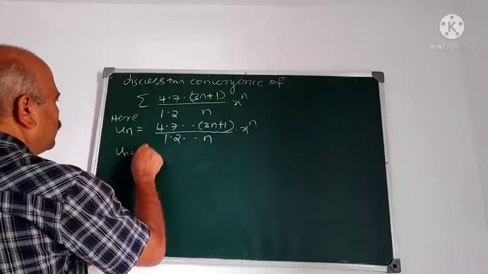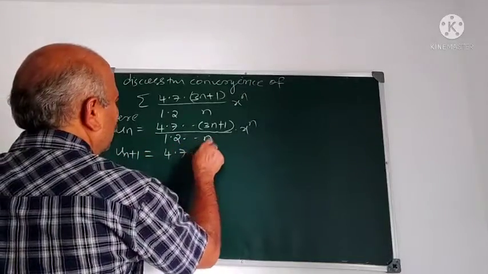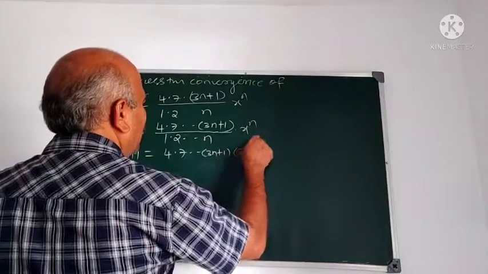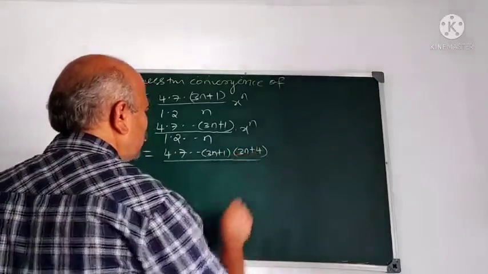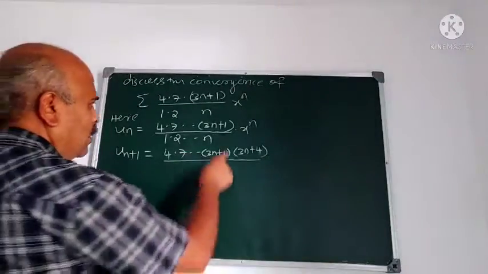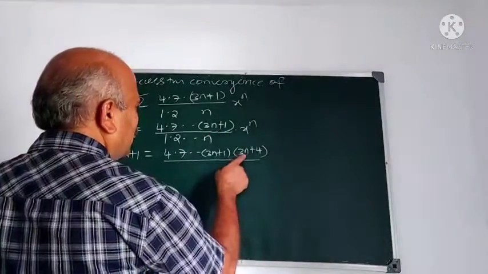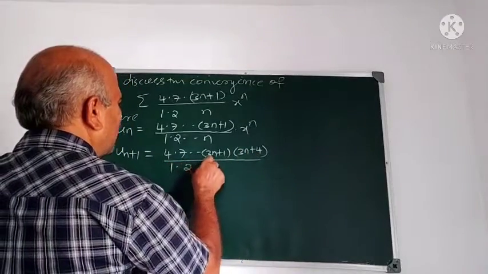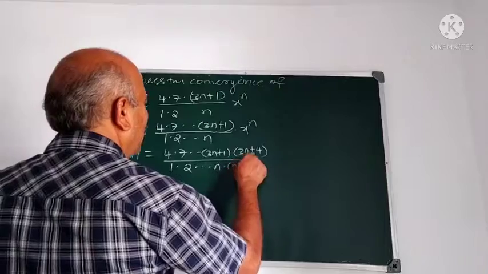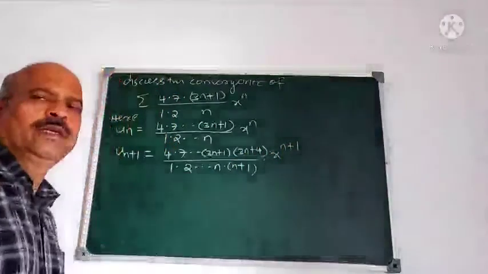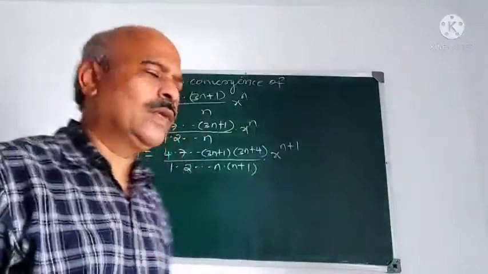So un plus 1 is 4 into 7 into etc. into 3n plus 1 into 3n plus 4. un plus 1 means one more term you have to take, the next term of this. What is that? 3 into n plus 1 plus 1, that is 3n plus 4, upon 1, 2, etc. into n into n plus 1, into x raised to n plus 1. This is un plus 1.